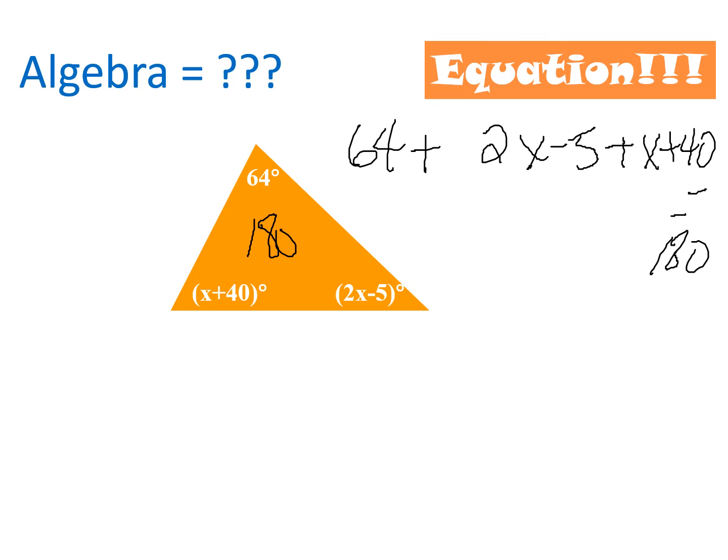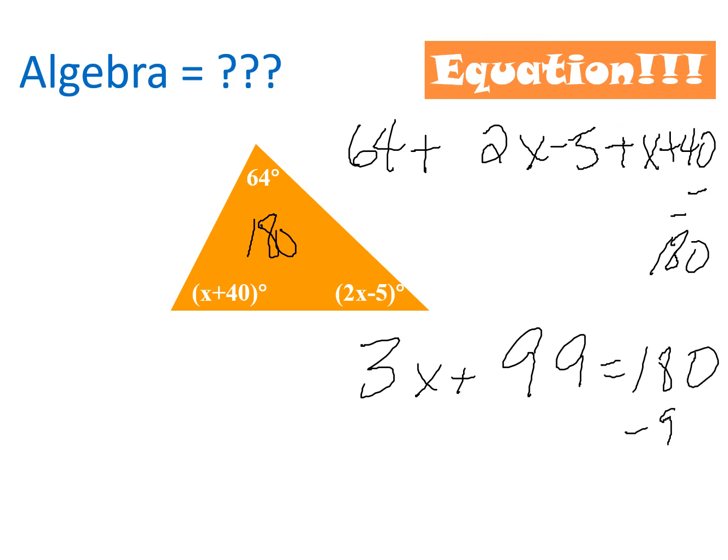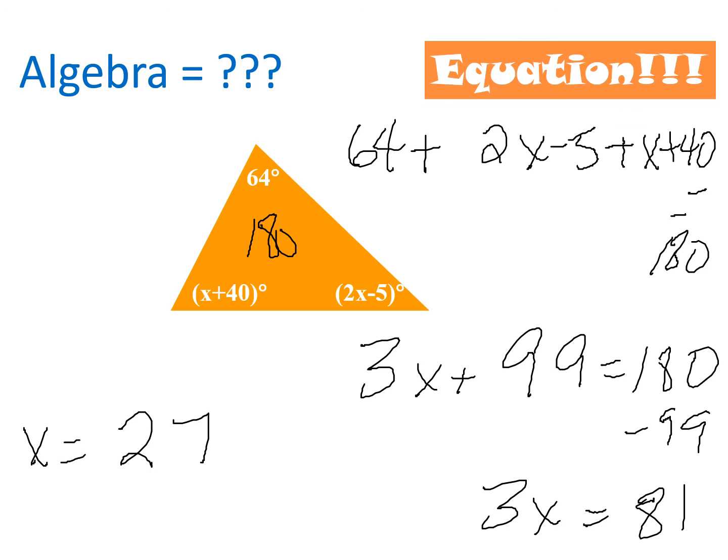Alright, so 64 minus 5 plus 40. That's 104 minus 5 makes 99. 2x plus 1x makes 3x. Plus 99 equals 180. Move your 99. 3x ended up being 81. And 3 goes into that 27 times. Okay, so x is 27.